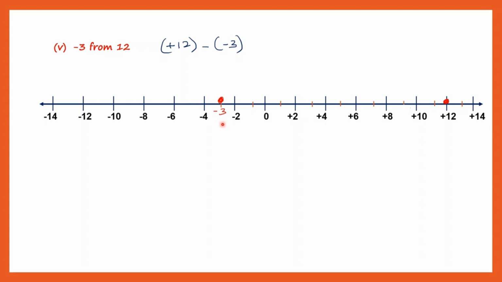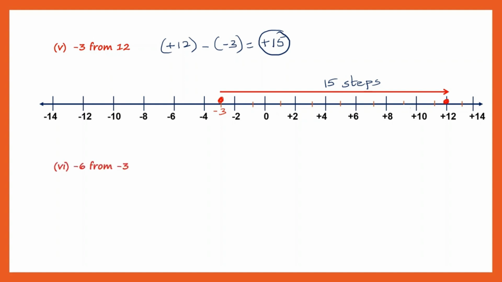Let's count how many integers are there and how many steps we need to move. 1, 2, 3, 4, 5, 6, 7, 8, 9, 10, 11, 12, 13, 14 and 15. We have to move 15 steps from minus 3 up to 12. Let's draw a line to show that. Yes, we have drawn a line there and we have moved 15 steps to reach plus 12. So what is our answer? Our number is 15 and because we have moved to the right, our sign will be plus. So what is our answer here? Our answer is plus 15.